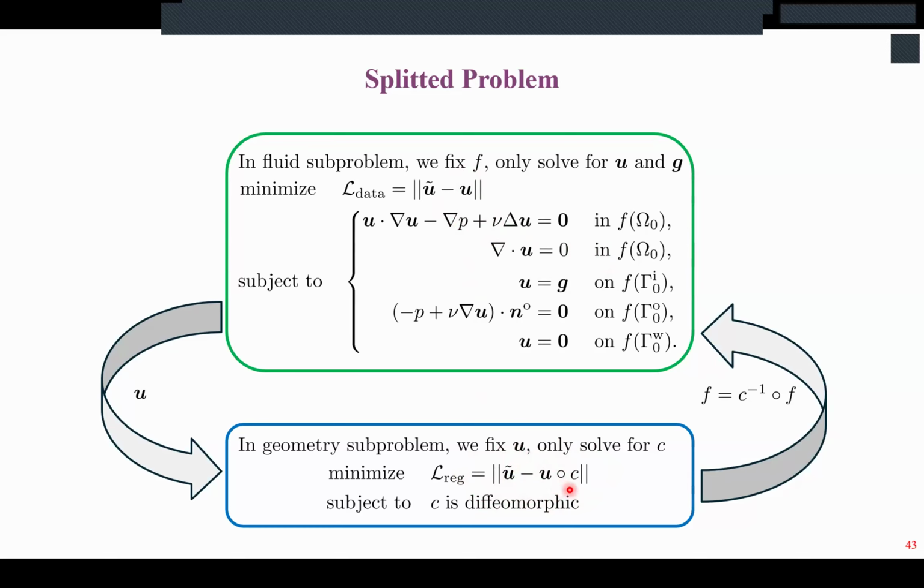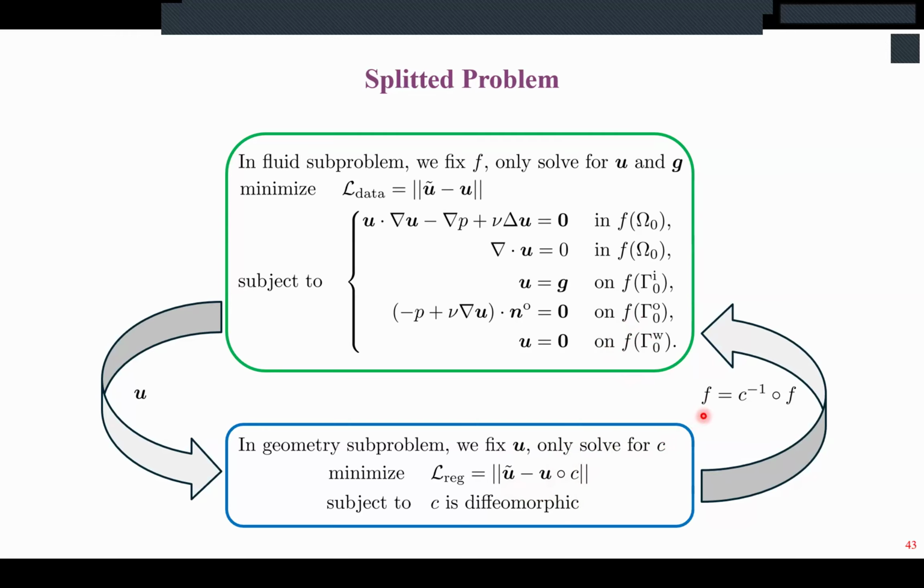We use this mapping C, which we call a correction mapping, to deform this velocity U to be as close to U tilde as possible. And this C, in this case, could be considered as a domain gradient. Maybe you could see this here: the mapping is C, but this domain is F. So F is kind of like the accumulated correction mappings.